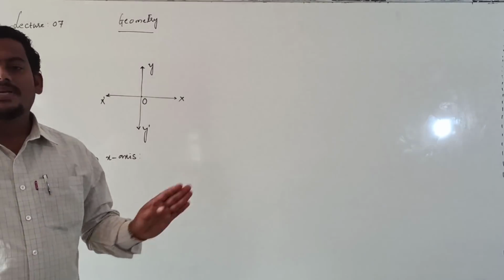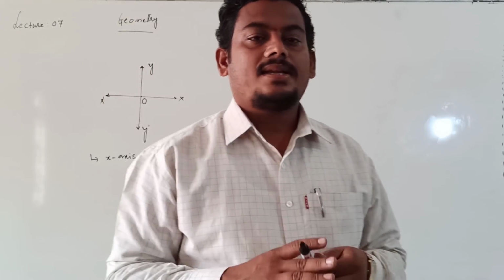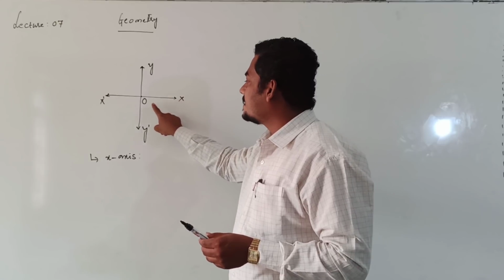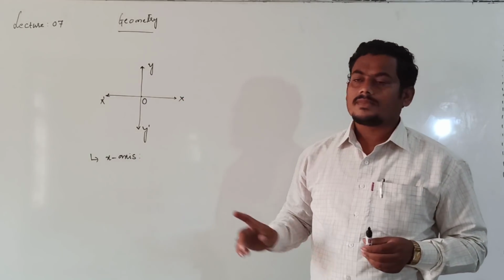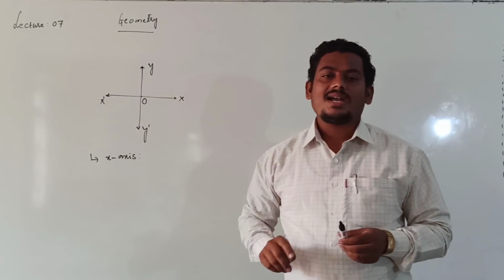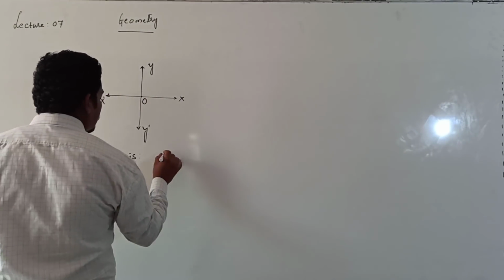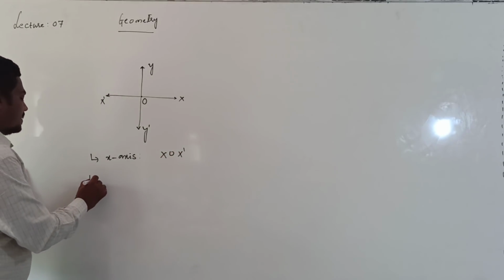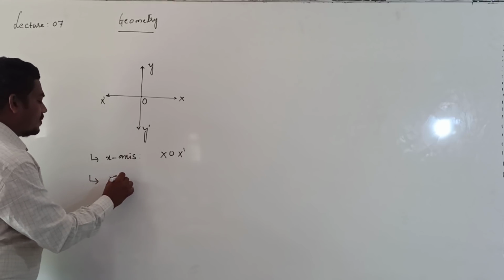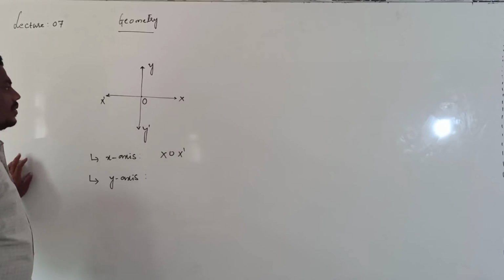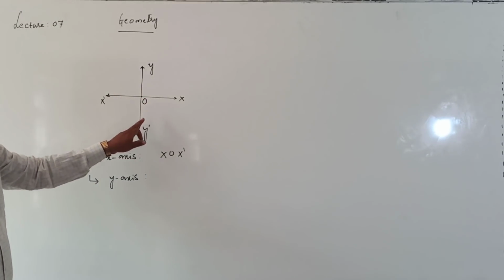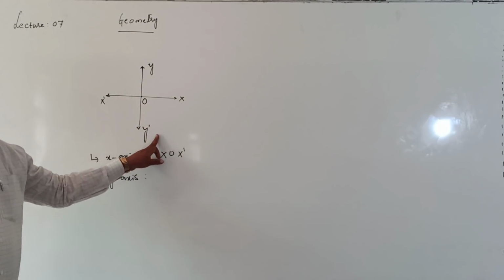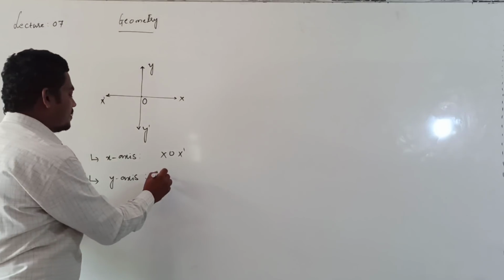Once again, what is definition of x-axis? The horizontal line, it should be horizontal. The horizontal line x prime is called x-axis. And similarly, the vertical line y prime is called y-axis.